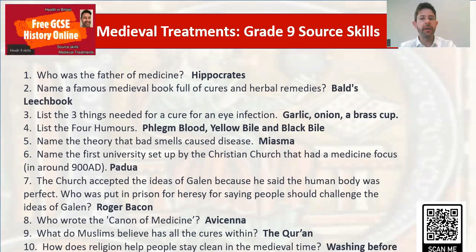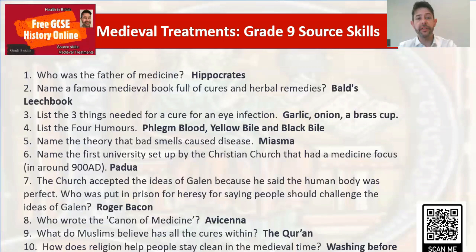Name a famous medieval book full of cures and herbal remedies. So something like Bald's Leech Book is a good idea. A leech book actually means, well, leech means a treatment at that time. So it's a book of treatments, and it might give you an idea of why leeches are called leeches.